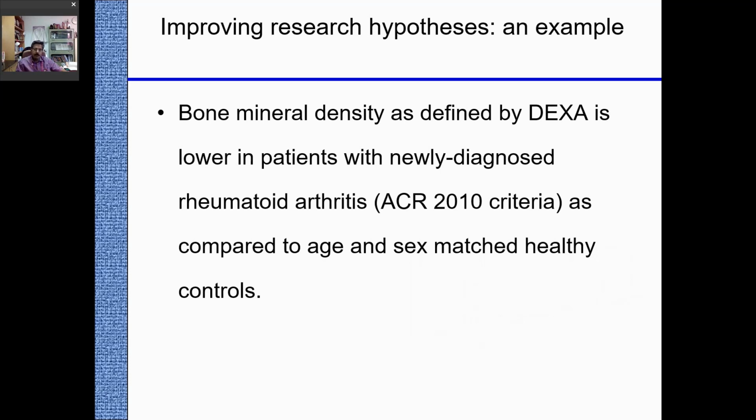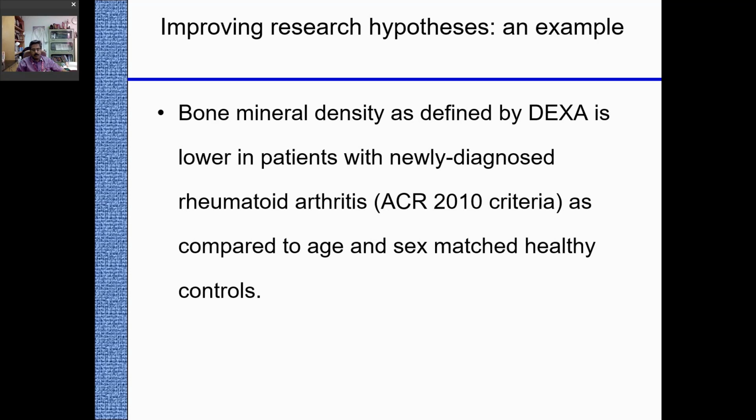So this is an example where bone mineral density as defined by DEXA is lower in patients with newly diagnosed rheumatoid arthritis as compared to age and sex matched healthy controls. Initially, if we see, the research question was slightly vague. Why? Because we said, is osteoporosis more common in cases of rheumatoid arthritis? What was not specified? It was not specified how you are diagnosing osteoporosis. So here now it is specified that bone mineral density as defined by DEXA is the specific measure for osteoporosis, and is lower in patients with newly diagnosed rheumatoid arthritis as per ACR 2010 criteria.